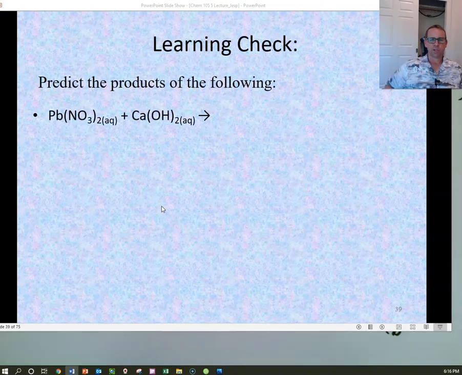So now we can predict whether or not this reaction will occur based on either an insoluble product, an acid and base combining to form water, or a gas forming reaction. Actually, we're not going to have any gas forming reactions in this slide or any of our practice problems for now. So let's look at this and see if an insoluble product will occur or if water will form, if it's an acid-base reaction. What do you think?